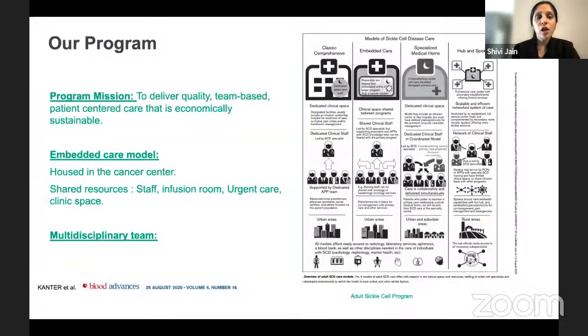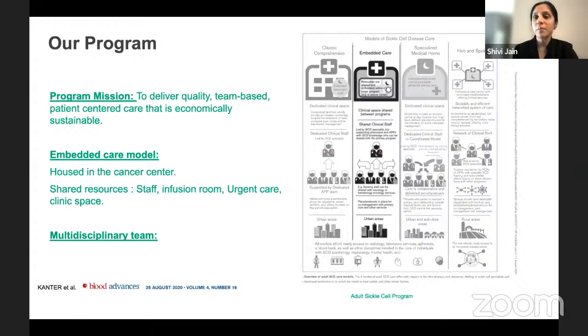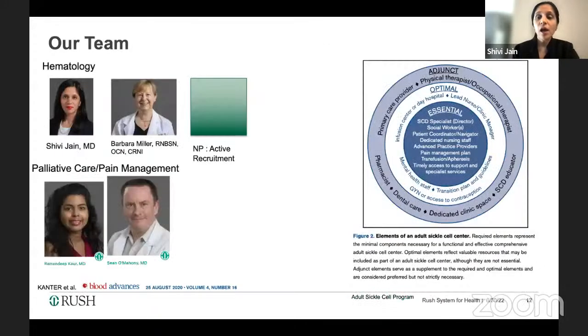So our sickle cell program's mission is to deliver quality team-based patient-centered care that is economically sustainable. We all are familiar with Dr. Cantor's article and the different models of sickle cell centers. Ours is the embedded care model because we are embedded in our cancer center. Hence, we share resources when it comes to staffing, infusion area, urgent care services, and clinic space.